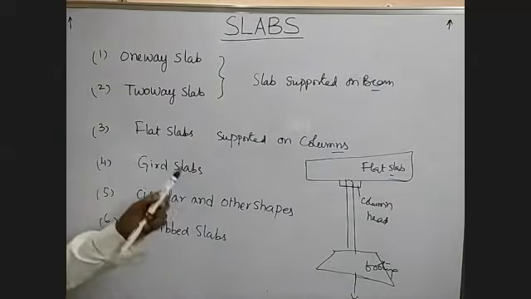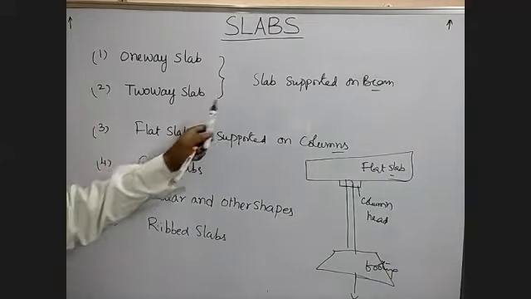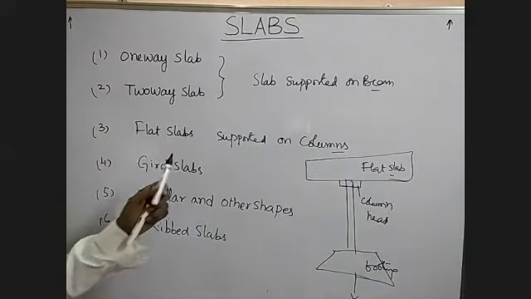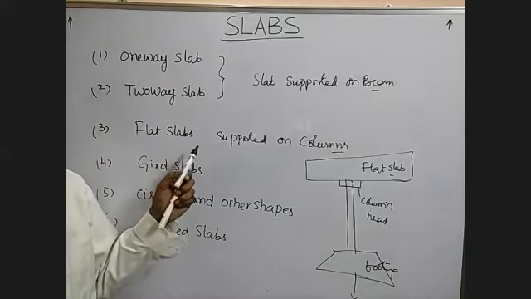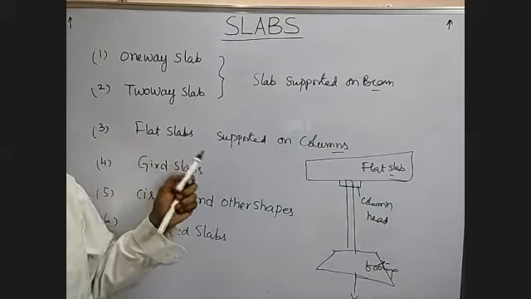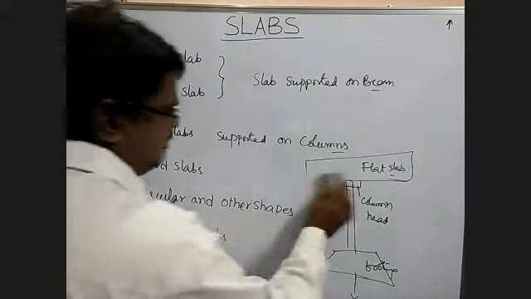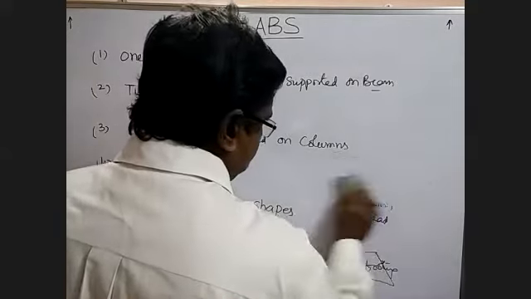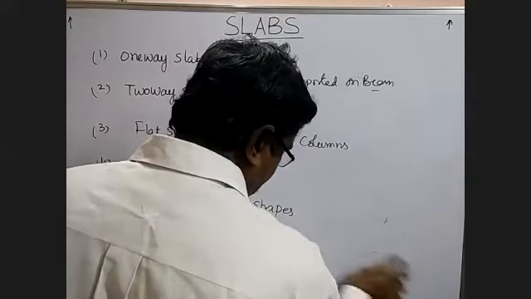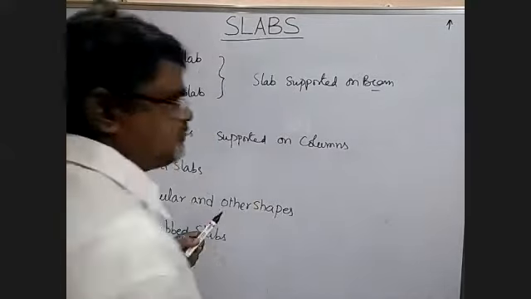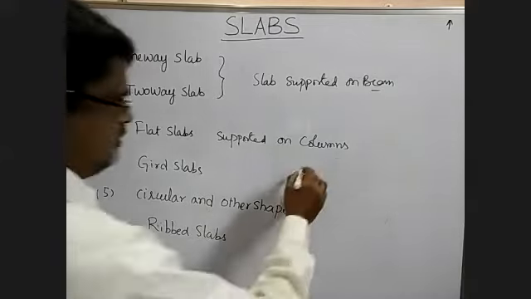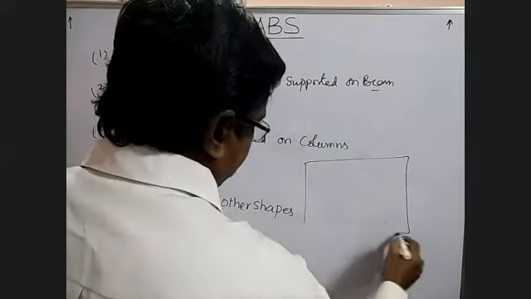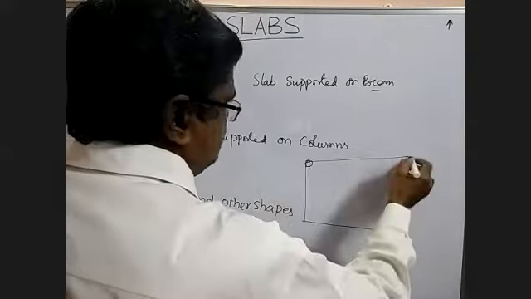But here, because we don't have any beams below the slab, the thickness of the flat slab is more than the normal slab. So why do they go for the flat slab? It is just for Kalyana Mandapams and commercial complexes, if you want a column free space, like a Kalyana Mandapam.